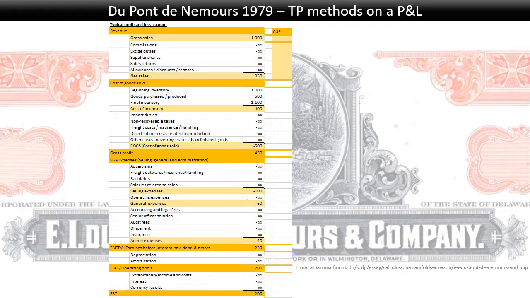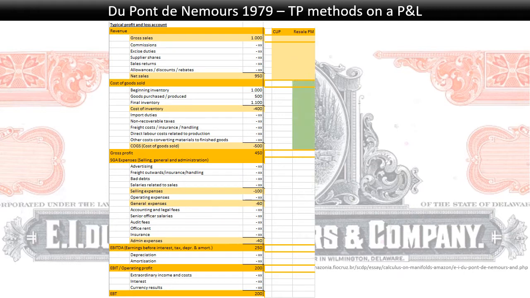Now the CUP method looks typically at sales only. You compare the stuff that you sell to what someone else sells or what you sell to an unrelated party, and you do that either on a gross sales basis or a net sales basis. That's a CUP. So it looks at the top of the P&L. If you look at the resale price method and the cost plus method, they don't go lower down than gross profit, basically. Not quite true for cost plus, but we'll get to that in a moment.